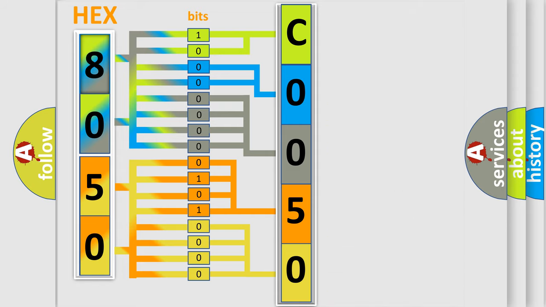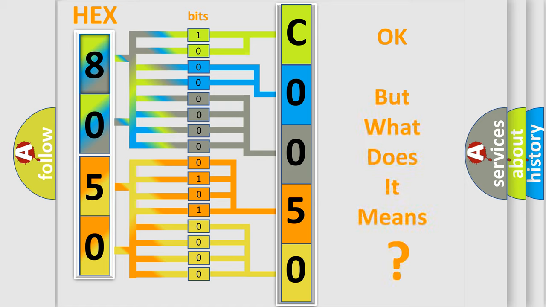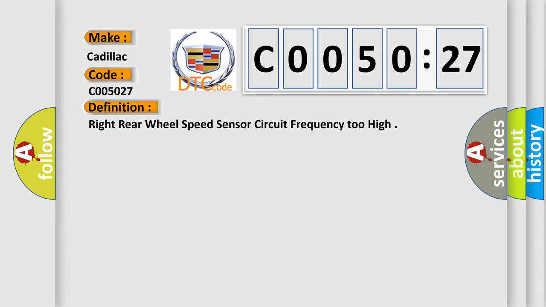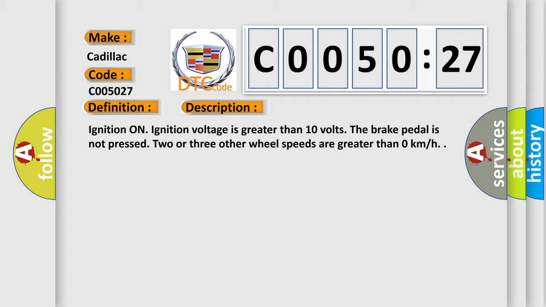We now know in what way the diagnostic tool translates the received information into a more comprehensible format. The number itself does not make sense to us if we cannot assign information to what it actually expresses. So, what does the diagnostic trouble code C0050-27 specifically mean for Cadillac? The basic definition is: right rear wheel speed sensor circuit frequency too high. And now this is a short description of this DTC code.